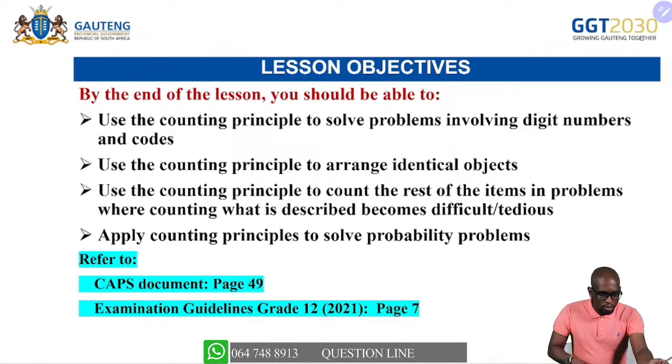Remember, the overall theme is probability. At the end, we should be able to apply our knowledge of the fundamental counting principle to solve probability related problems. You can refer to page 49 of the CAPS document or the exam guideline that was published in 2021 on page 7 to check what would be required of you as you do the counting principle.